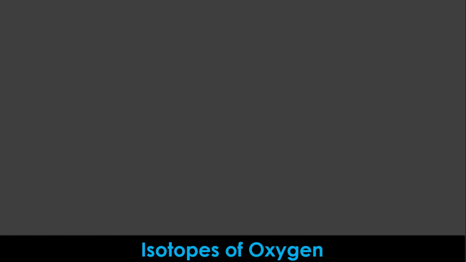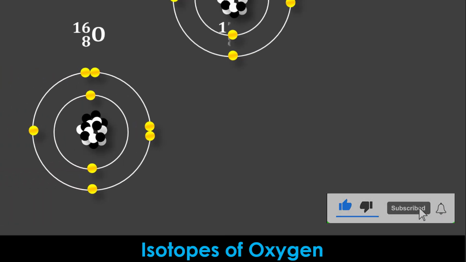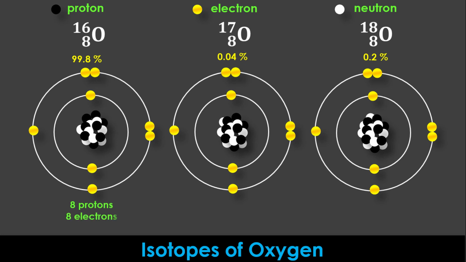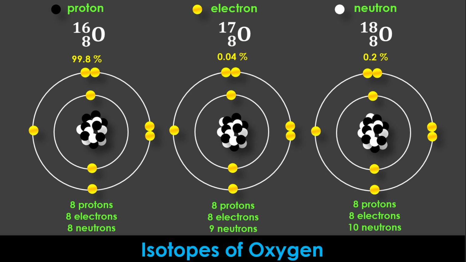Next is oxygen. Oxygen has 3 isotopes, namely oxygen 16, oxygen 17, and oxygen 18. Oxygen 16 is the most stable and has a relative abundance of about 99.8%. Oxygen 17 and 18 are radioactive and have relative abundances of about 0.04% and 0.2% respectively. Oxygen 16 contains an equal number of protons, electrons, and neutrons, while oxygen 17 and 18 contain 9 and 10 neutrons respectively, in addition to their 8 protons and 8 electrons.